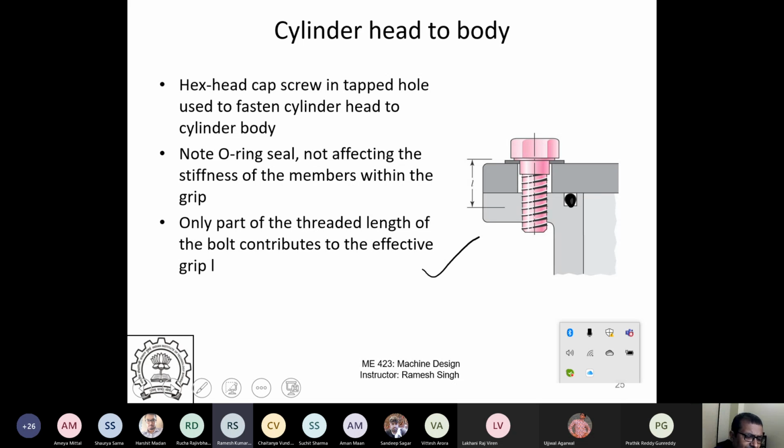Here, this is a head cap screw. So this will probably be threaded, and you tighten it. This part here doesn't affect the stiffness, it is just there for sealing.